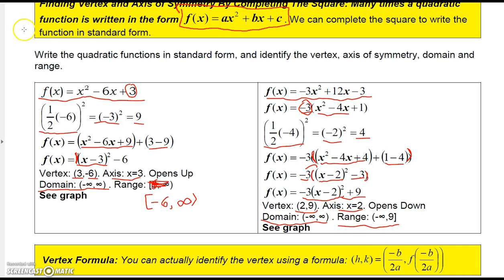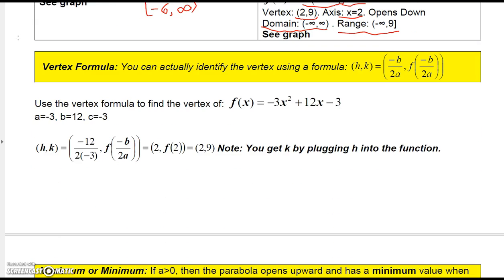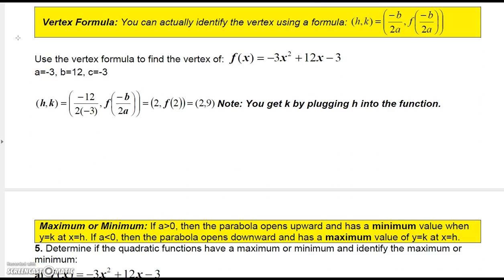And that pretty much is all I can do on this video. In the next video, I'm going to share with you a vertex formula that will allow you to avoid completing the square. And I know that'll make you happy.